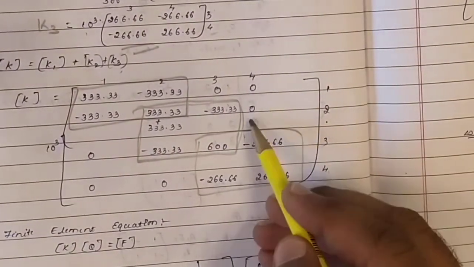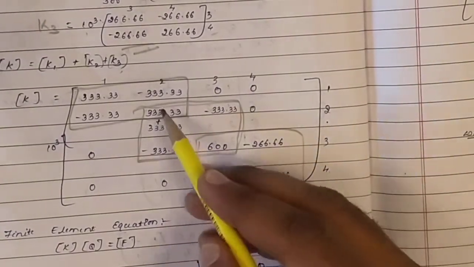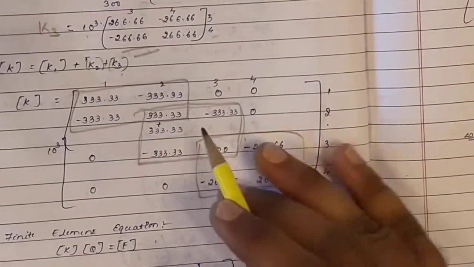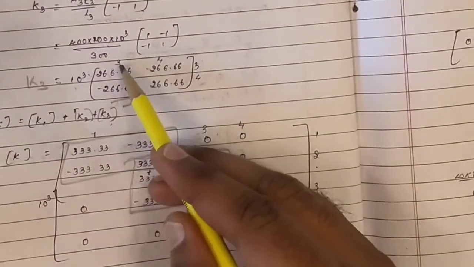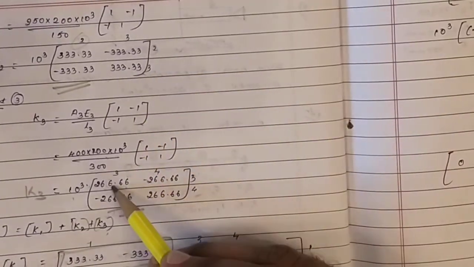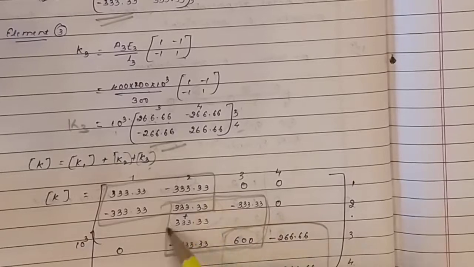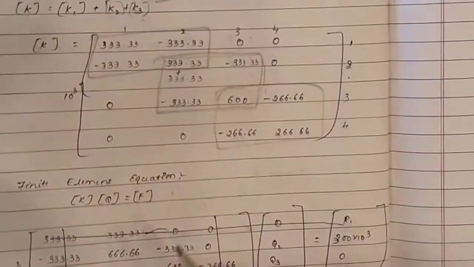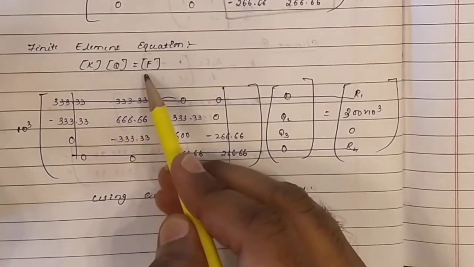Write the remaining things as 0. Here these two will be added up and these two will be added up. You can see here 3, 3 is 333.33, and similarly here 3, 3 is 266.66. 333.33 plus 266.66 is nothing but 600. I've written it directly here. In this part I have added 2, 2 and 2, 2 of both the second and the first matrix. Upon adding and simplifying, the next step is the finite element equation, KQ is equal to F.